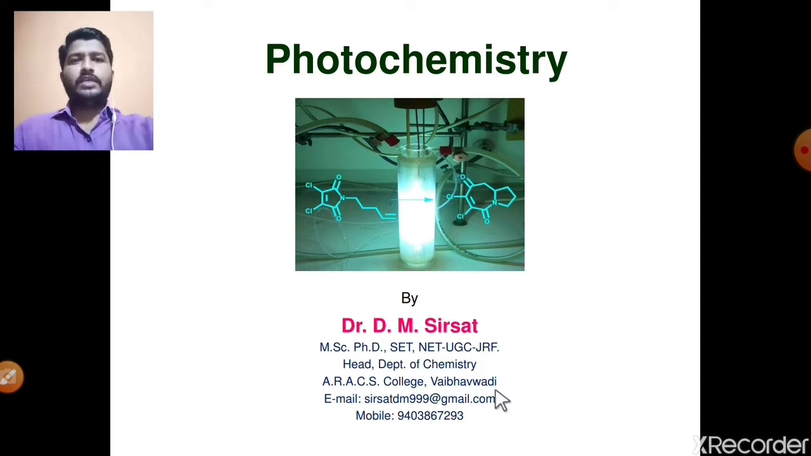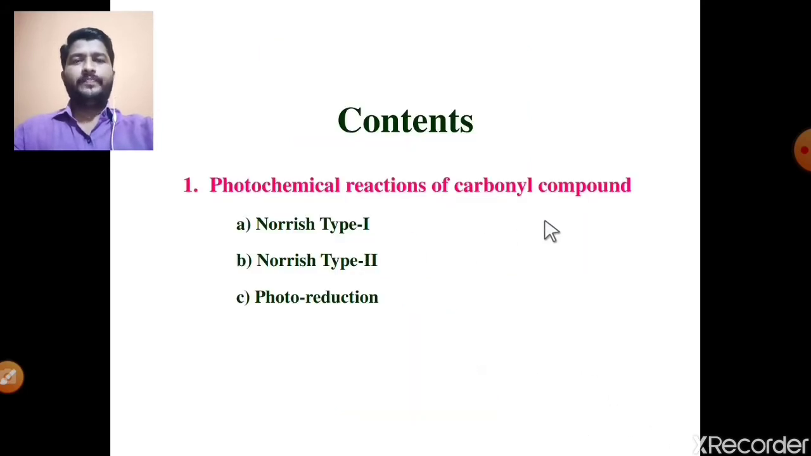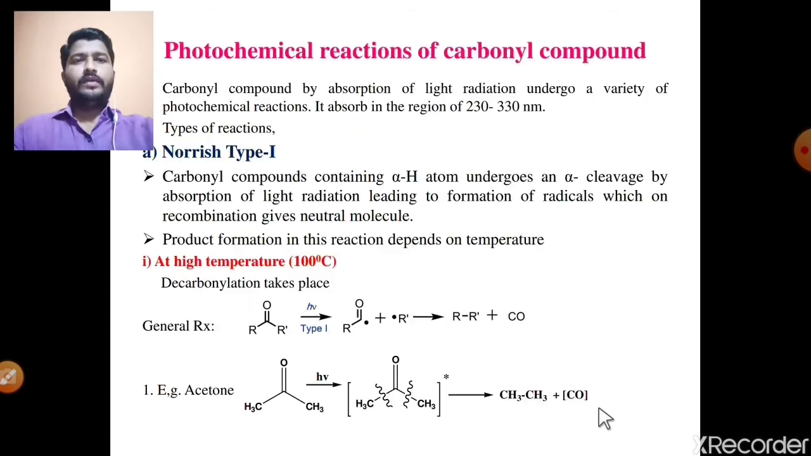Friends, in this lecture we are going to discuss the photochemical reactions of carbonyl compounds. There are three types of reactions. Number one is the Norrish type 1 reaction, number two is the Norrish type 2 reaction, and number three is the photoreduction of carbonyl compounds. Let's see one by one.